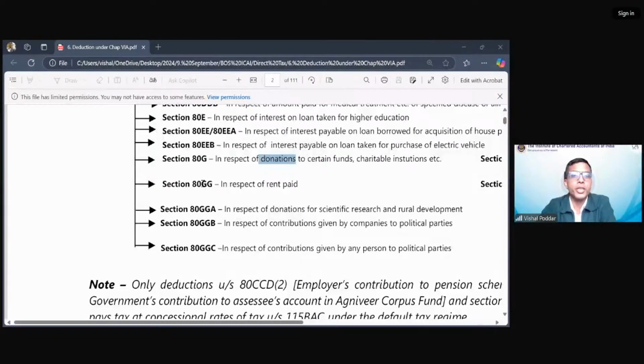Similarly, what is GG? GG is Ghar Ghuti. It deals with the rent that you are paying for the house in which you are staying.